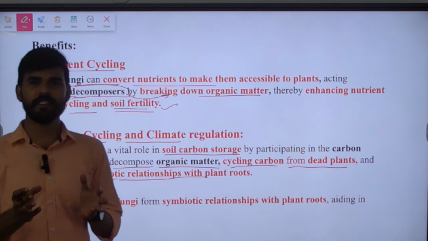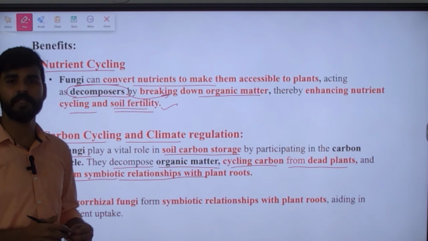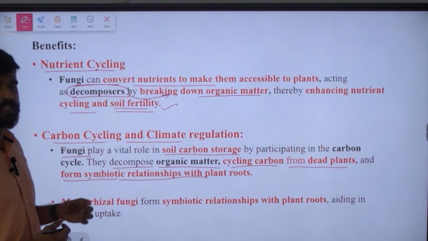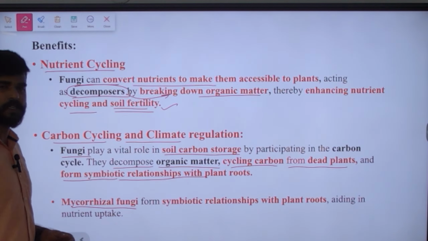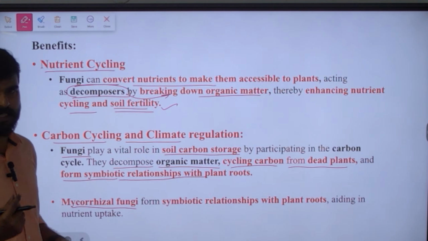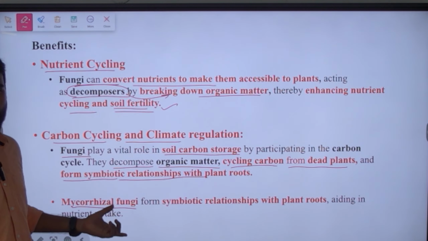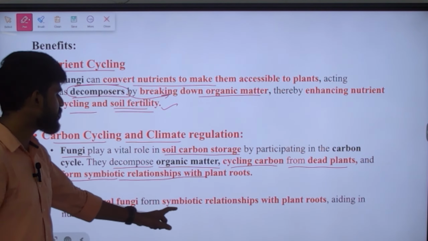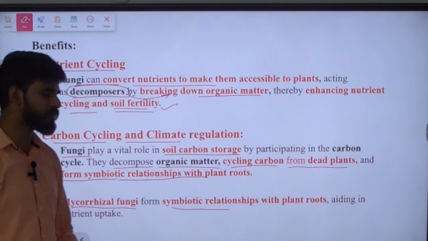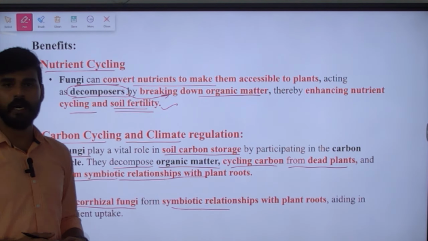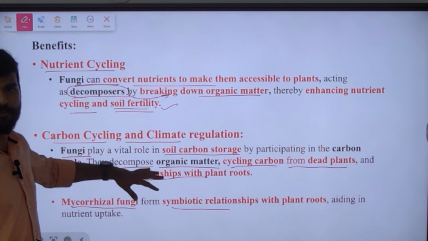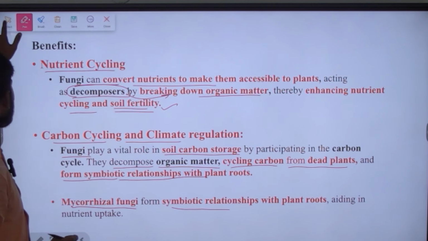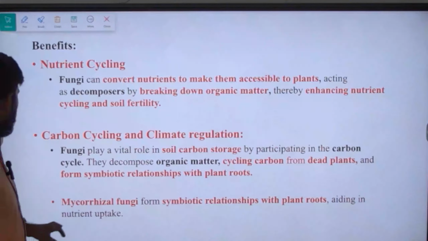So by forming a symbiotic relationship with plant roots, they are going to achieve this carbon cycling, and the best example for this is mycorrhizal fungi. Mycorrhiza is the fungus name, and it is also called mycorrhizal fungi. Okay, so it forms a symbiotic relationship with plant roots which will aid in nutrient uptake. Okay, how is this nutrient uptake done? By decomposition of organic matter. Okay, so this is one benefit.